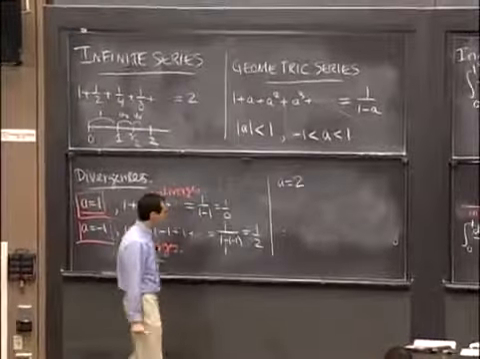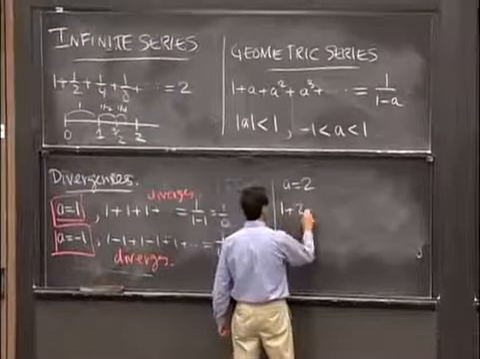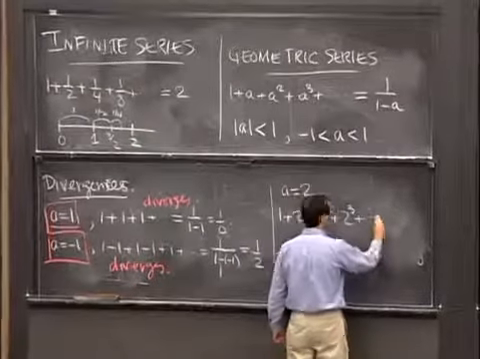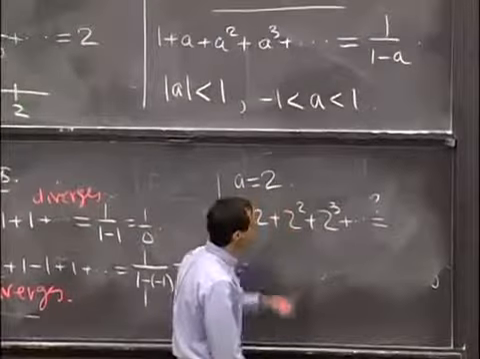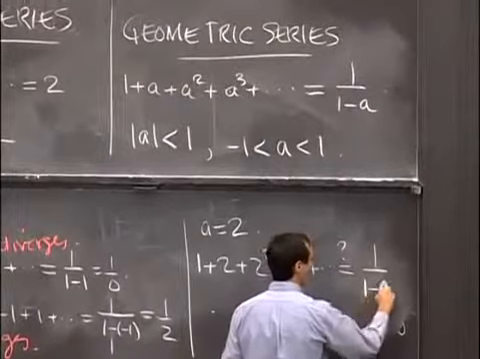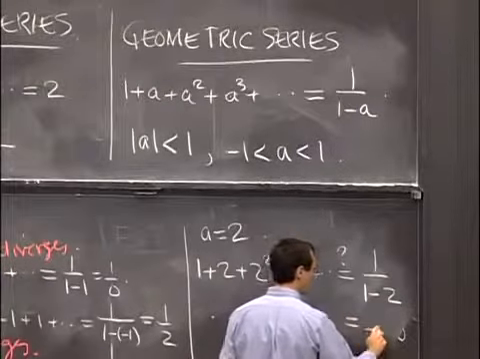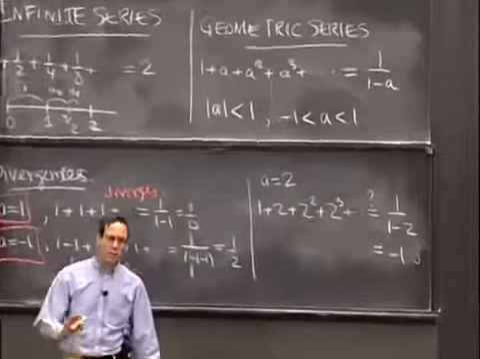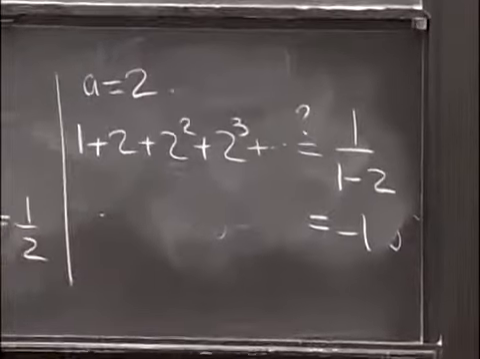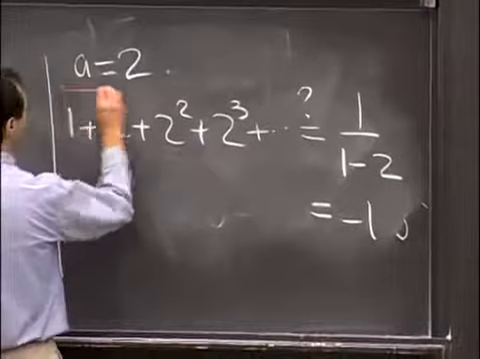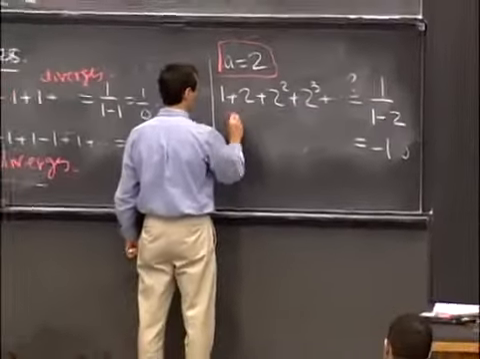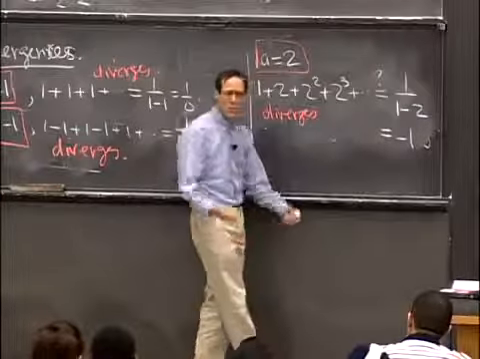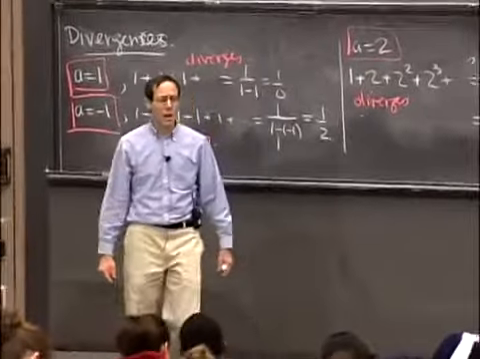curious about what goes on in other cases. So this is 1 plus 2 squared plus 2 to the cube plus, etc. And that should be equal to, according to this formula, 1 over 1 minus 2, which is negative 1. Now this one is clearly wrong. It certainly diverges. The left-hand side is obviously infinite. The right-hand side is way off. It's -1.